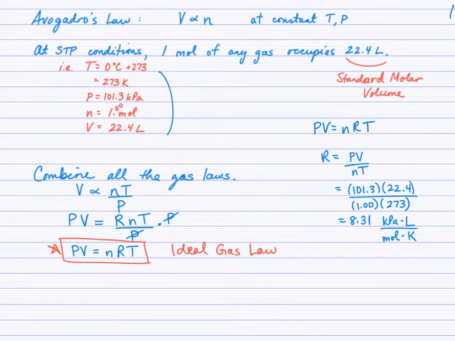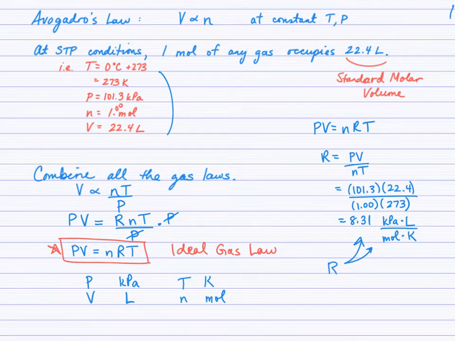So since R is a constant, every time you use some version of the ideal gas law equation, you always are going to know R. Pressure must be in units of kilopascals if you're going to use this value of R. Volume must be in liters when you use 8.31. Temperature is always going to be in Kelvin, n will be in moles, right? And that allows us to use this value here for R.